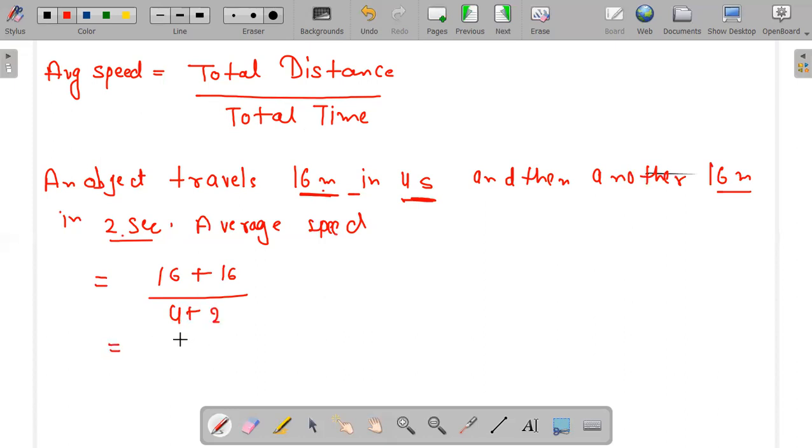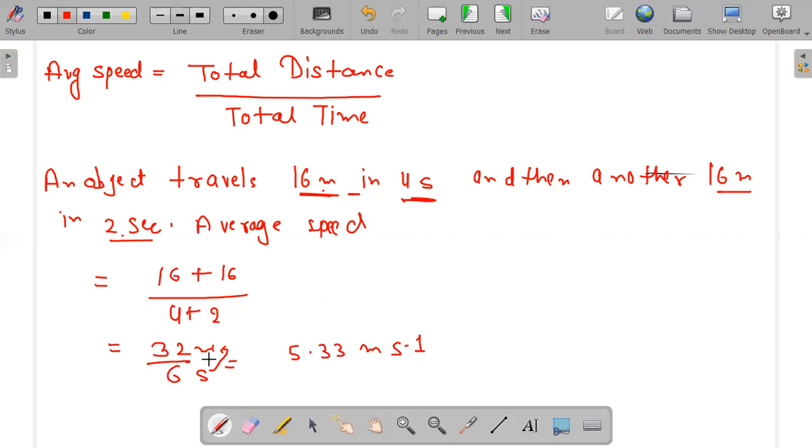So I am writing 32 upon 6, it is meter and it is second. You will cut this down, and you will get 5.33. You have to move this second upwards, so it will be meter per second. Now you are not allowed to cut this meter and per second. Why?